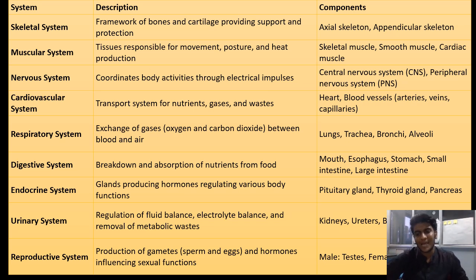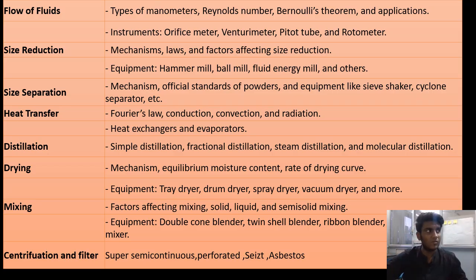Respiratory system, pharynx, larynx, trachea, bronchi, bronchioles. Digestive system, esophagus up to the anus, cecum. Endocrine system, the different glands, pituitary, exocrine, parathyroid, pineal, thymus. Urinary system, kidney, urethra, urinary bladder, GFR, all those normal values. Even for respiratory, lung volumes: tidal volume, inspiratory reserve volume, expiratory reserve volume, vital capacity. You need to know that.